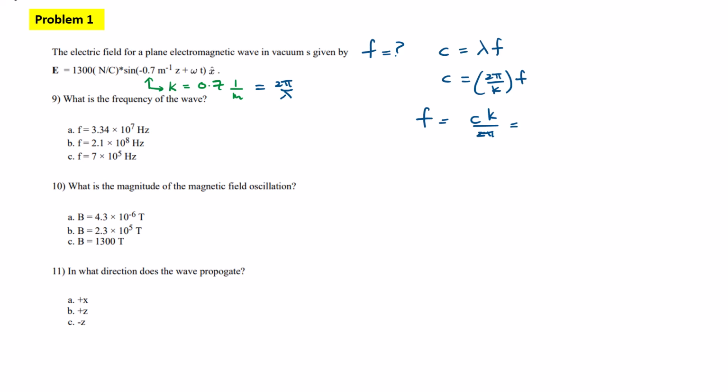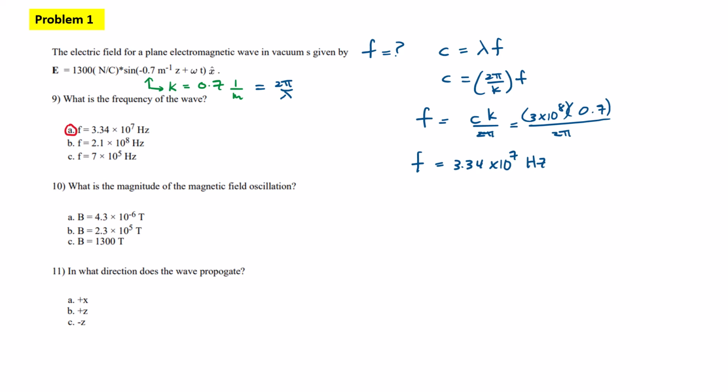And now all we do is we substitute our numbers. So we get 3 times 10 to the 8 for the speed of light. And now we have our wave number, which is 0.7, and then divided by 2 pi. All right, you put the numbers in the calculator, and we should get a frequency that is roughly 3.34 times 10 to the 7 hertz. And that there corresponds to choice A is the correct answer for this problem.